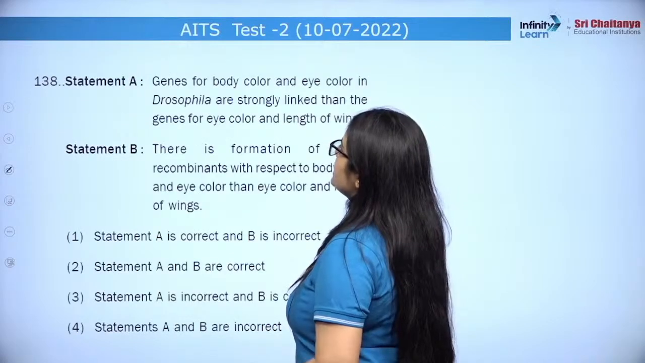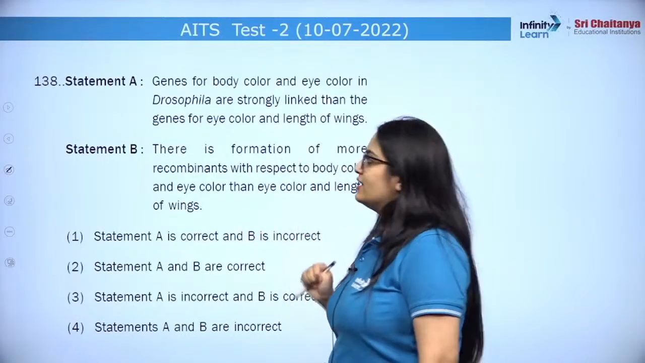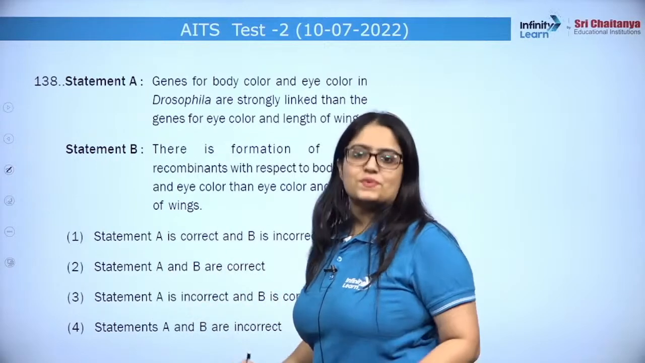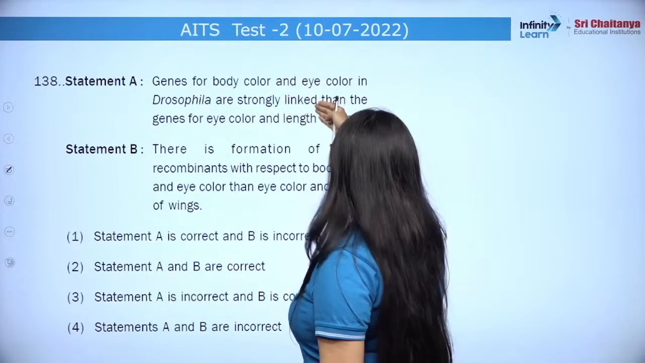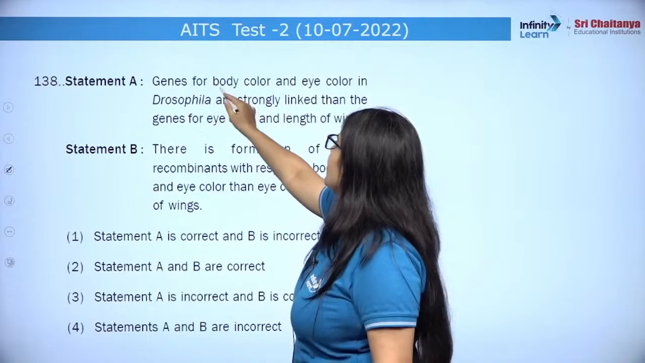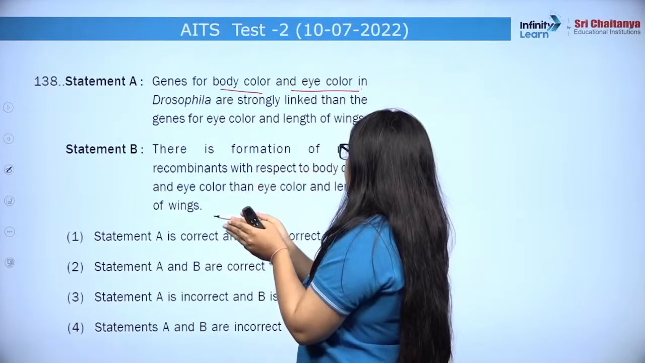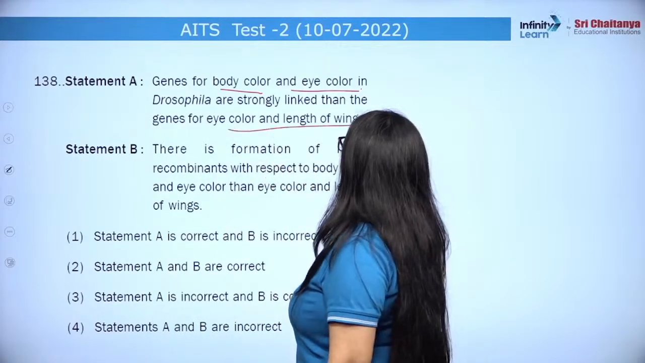Next question. Statement A and statement B. This is a very good question. Let me see if you can understand. If you got this one correct, very good. But if you did not, please pay attention now. Statement A: genes for body color and eye color in Drosophila are strongly linked than the genes of eye color and length of the wing.